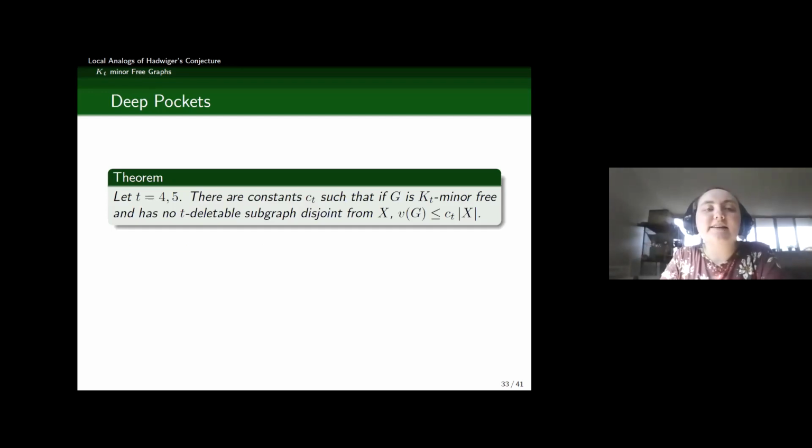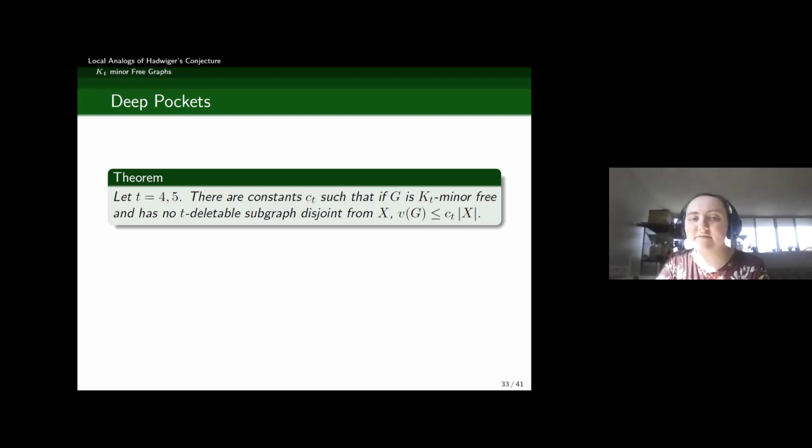So in terms of deep pockets, let t equal 4 or 5. There are constants C_t such that if G is a K_t minor free graph and has no deletable subgraph disjoint from X, then |V(G)| is at most C_t times the size of X. And here for X, we're going to be using the size of the coboundary of the pocket we're looking at. So essentially this tells us that deep pockets contain deletable subgraphs.